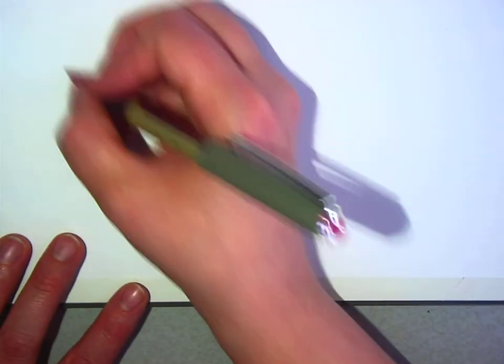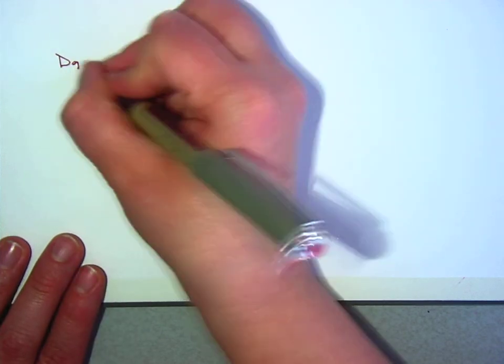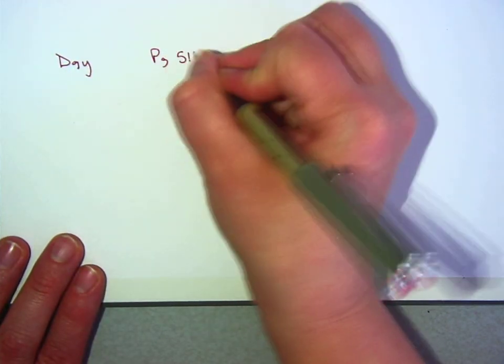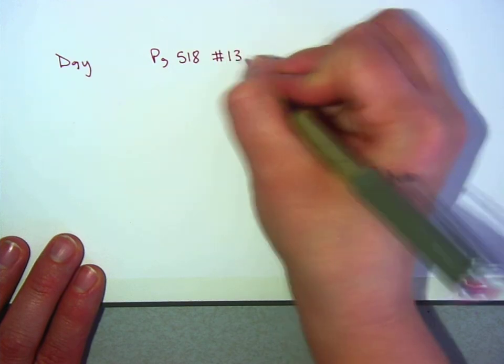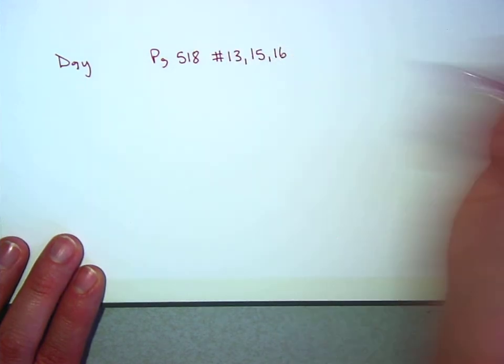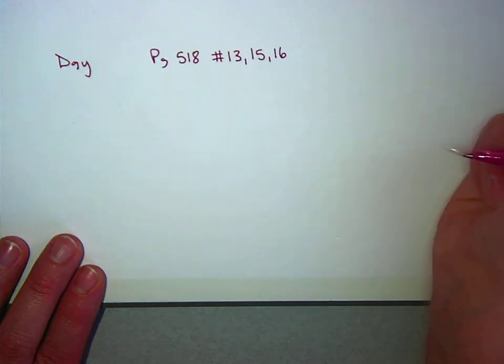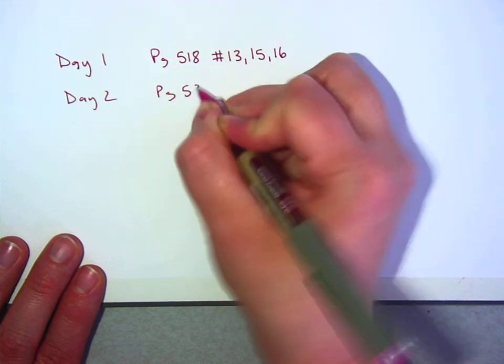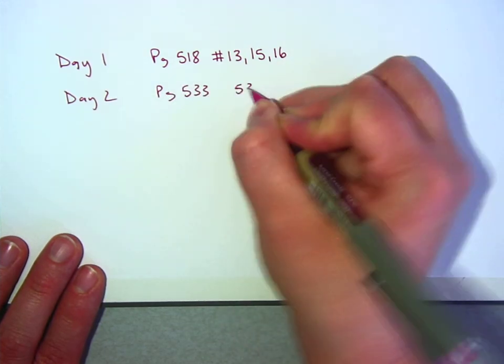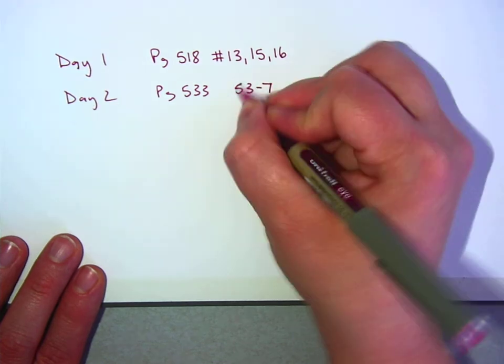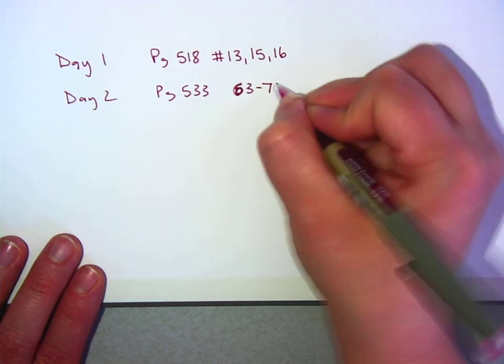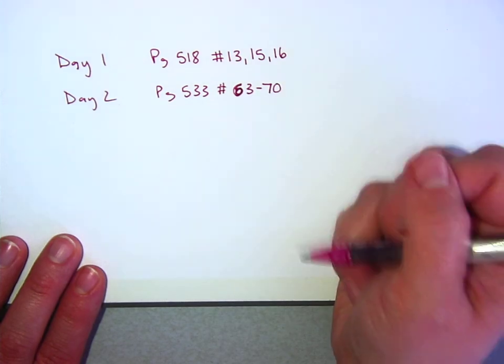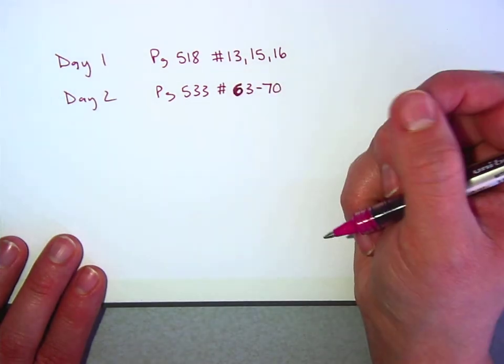So, tell me what I have told you so far. What was day 1? Page 518, numbers 13, 15, and 16. That was the first day. Second day? Page 533, numbers 63 through 70. And that was all? It said 6 yesterday.